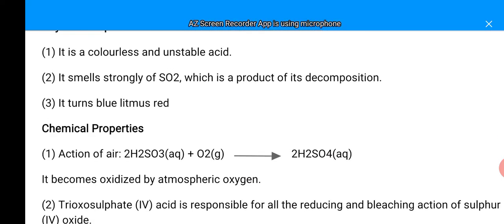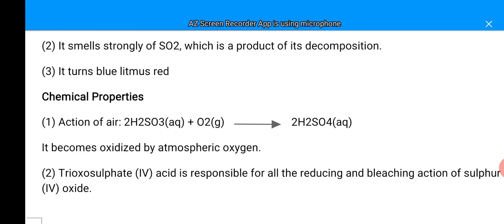Chemical properties. Action of air. When trioxosulfate 4 acid reacts with air, it gives us H2SO4, tetraoxosulfate 6 acid. So it becomes oxidized by atmospheric oxygen.